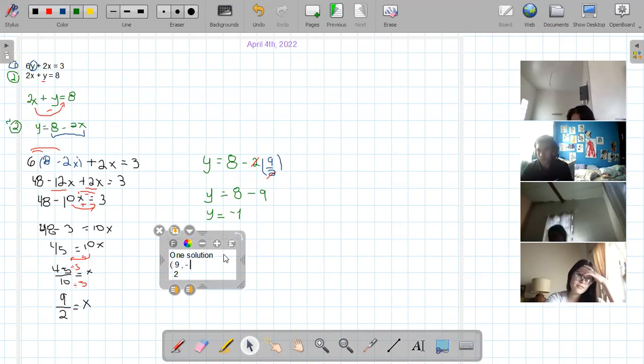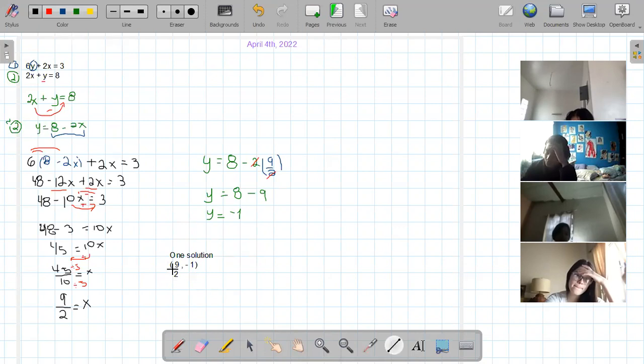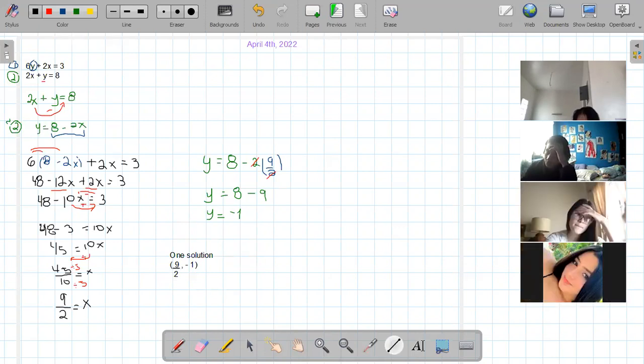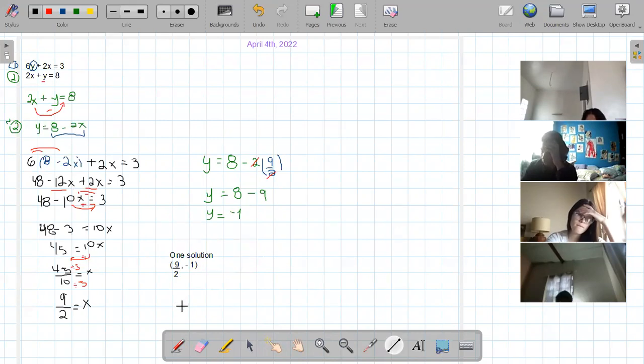Comma -1. Always the x goes first and the y goes afterwards, okay? Always x comma y, 9/2, comma, -1. If we graph this, our solution will also be 4.5 comma -1, okay? Or 9/2 comma -1, because 9 over 2, that's 4.5. Okay, and that is the solution for this system.